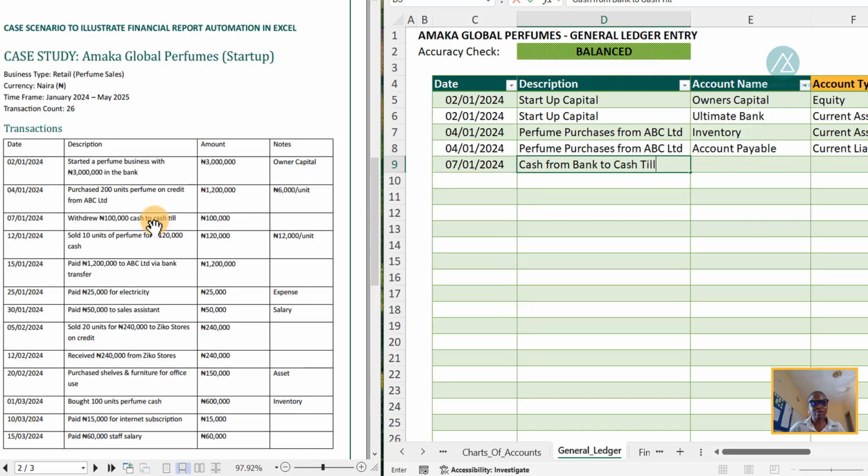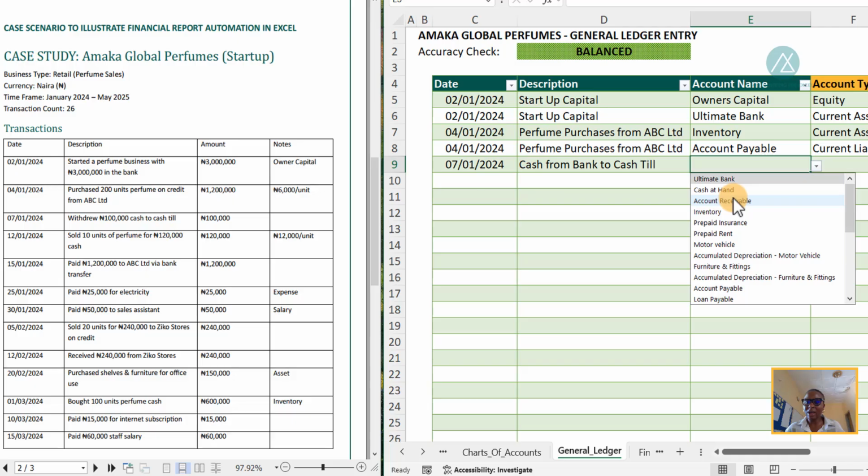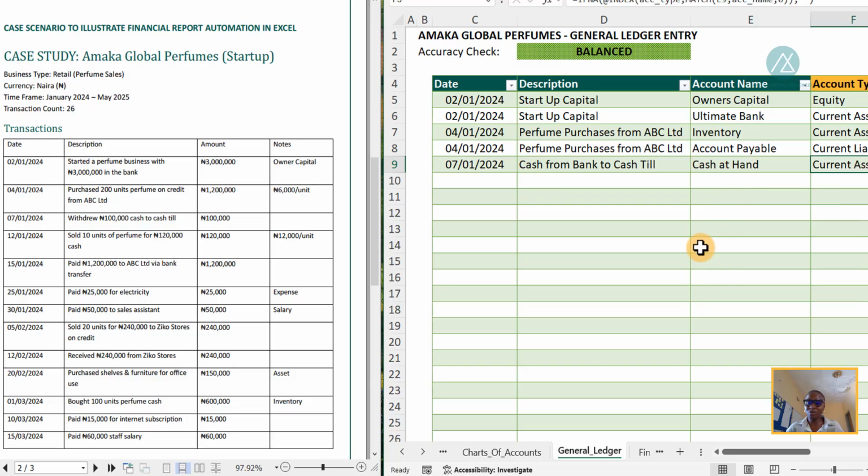You can just put the description that you understand. It's not cast in stone. So there is a movement. Money is leaving the bank and also entering into the cash. So these are all current assets, but one is increasing, one is reducing. So the one that is increasing is the cash at hand, right? Which is also a current asset.